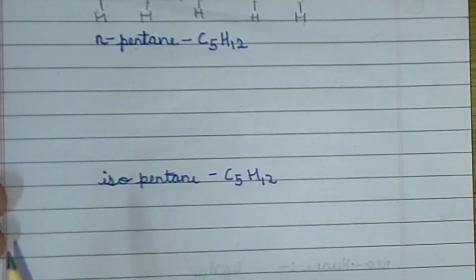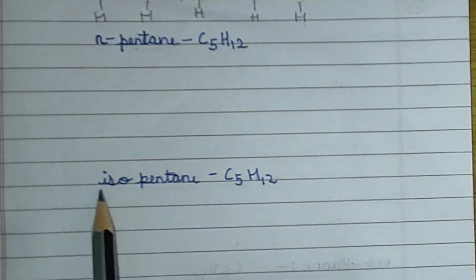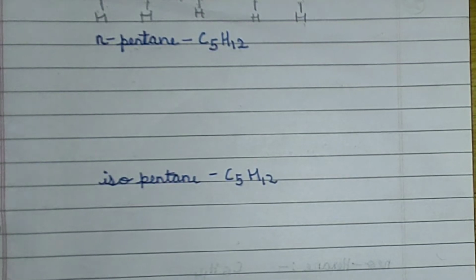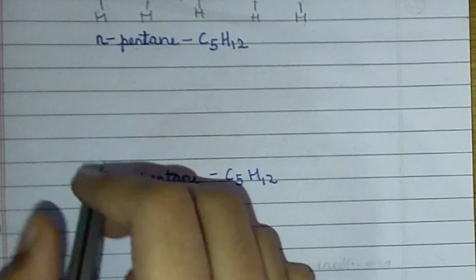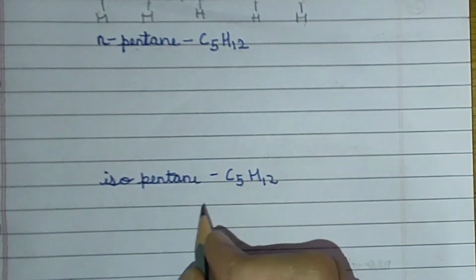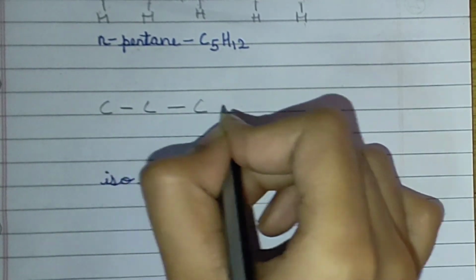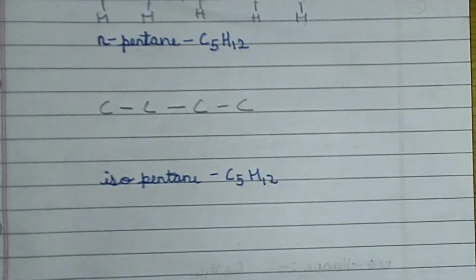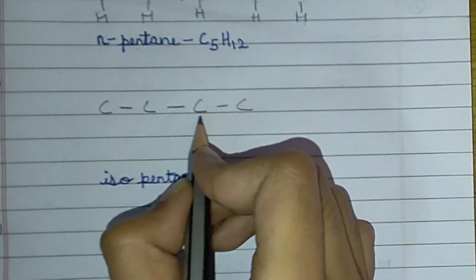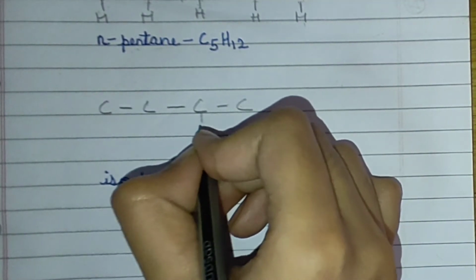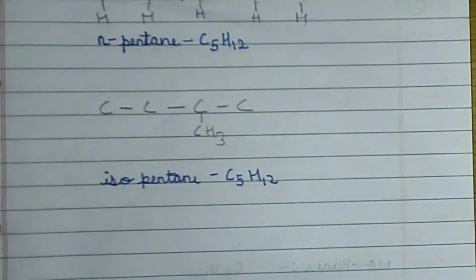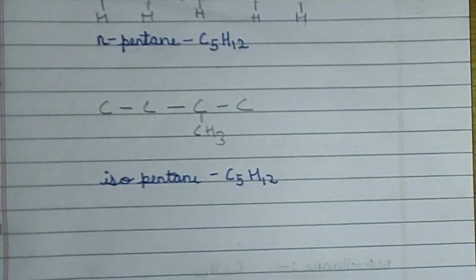Now we have to draw isopentane. Whenever this iso is there, we have to draw one less carbon, and in the second carbon there will be a methyl group as substituent. So pent means 5, so we will draw 4 carbon atoms here with single bonds, as it is n. So 1, 2, 3, 4. Okay, and now on the second carbon atom we will put a methyl group as substituent. Now we will satisfy the valency of carbon.